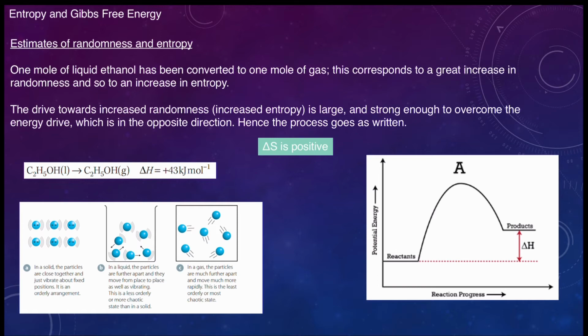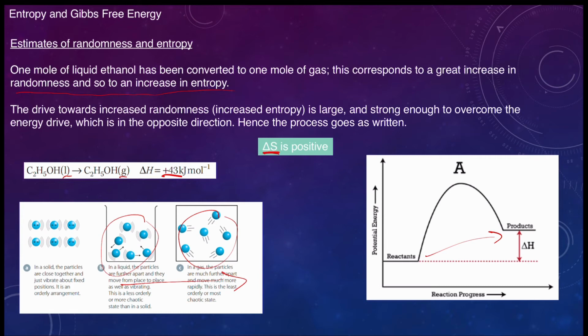Okay, let's have a look at our ethanol. It's ethanol evaporating here, and it's an endothermic reaction, so we have an increase in that energy level, we have an increase in enthalpy. So 1 mole of liquid ethanol has been converted to 1 mole of gas. This corresponds to a great increase in randomness and is so an increase in entropy. The fact that we're going from a liquid to a gas, entropy has increased. So the drive towards increased randomness, or the drive towards entropy, is large and strong enough to overcome the energy drive, which is in the opposite direction. Hence the process goes as written.